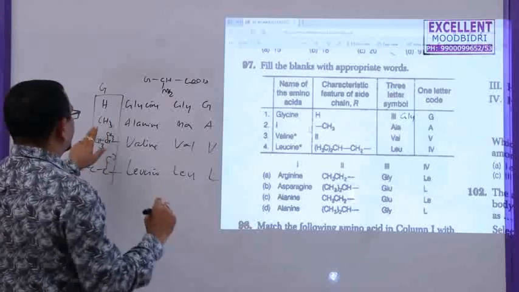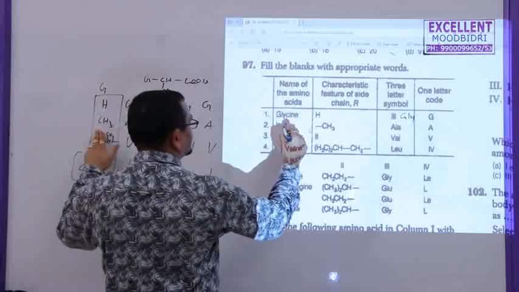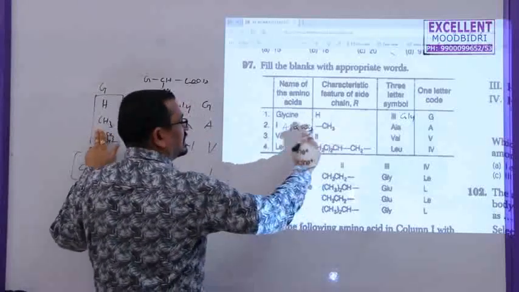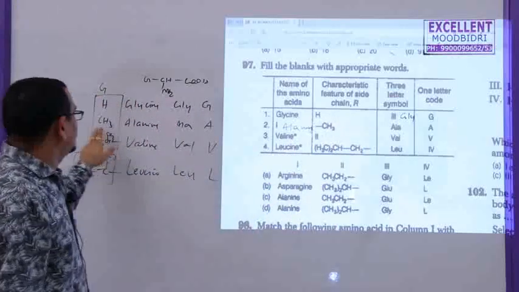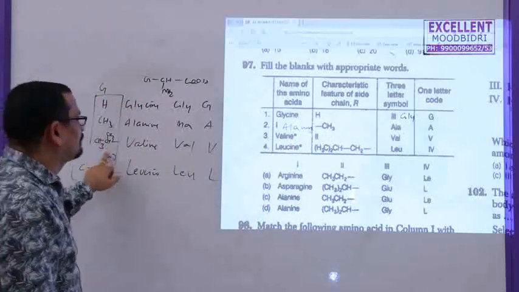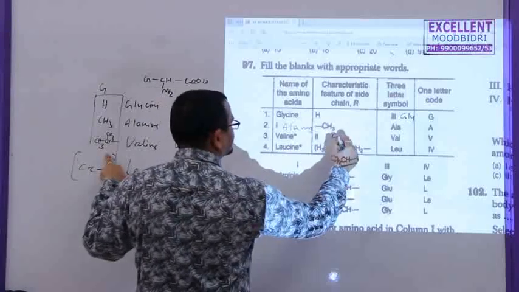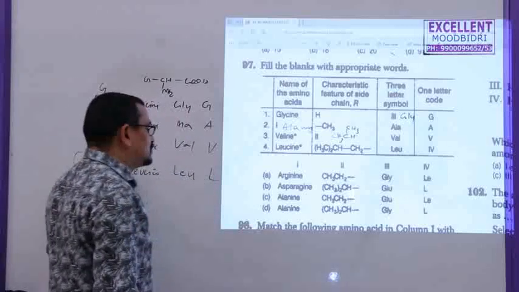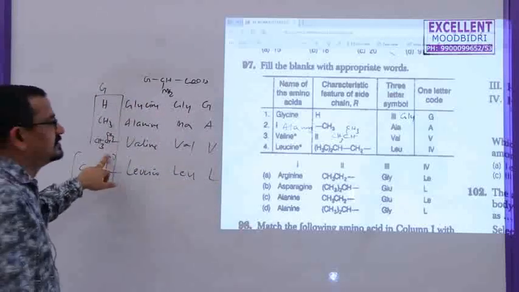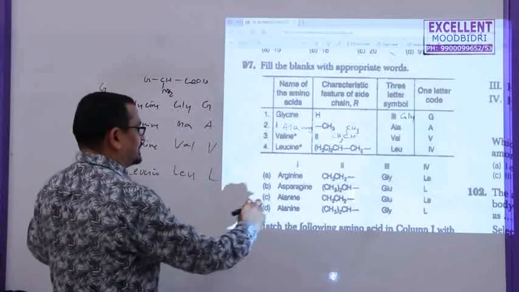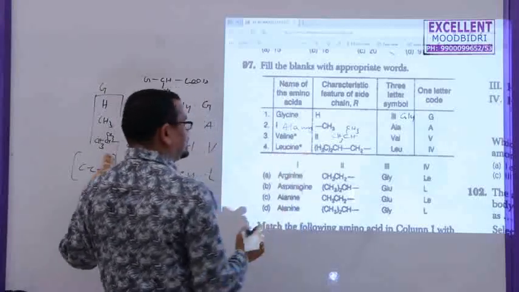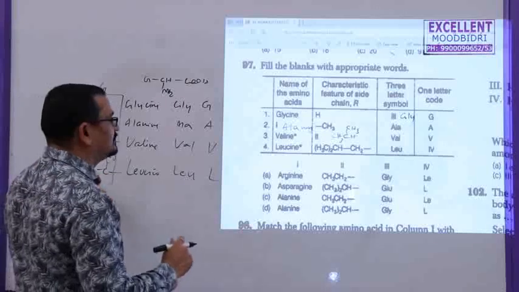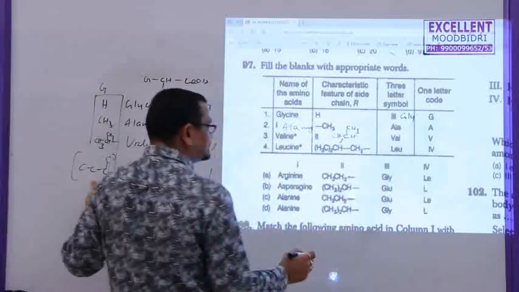Now for the methyl branch, it is alanine. Alanine, correct? The alanine symbol is A. For valine, it is the isopropyl group. And the next one is leucine, with the secondary butyl group. Leucine means secondary butyl is there, and its symbol is L.